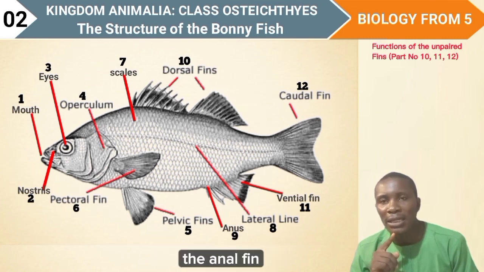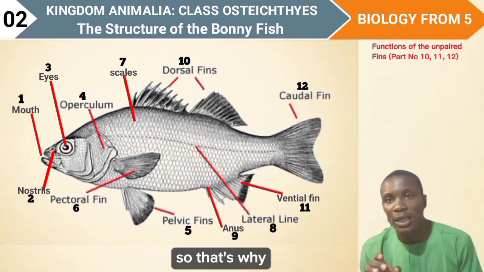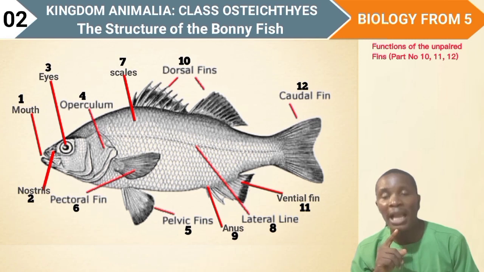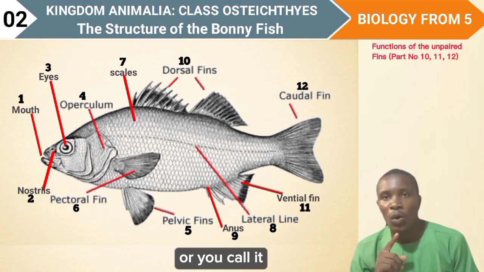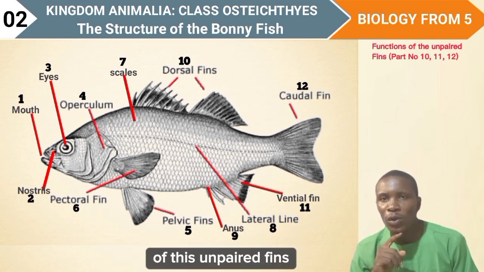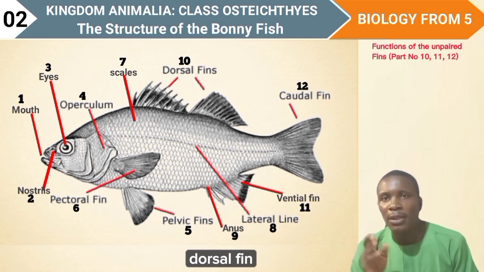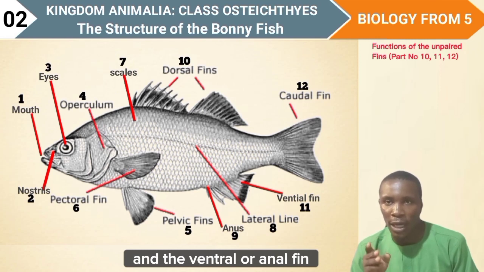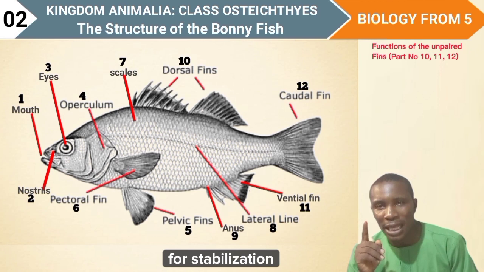Why do we call it the anal fin? Because it is just close to the anus. So that's why they call it the anal fin, or they call it the ventral fin. And part number 12 is the caudal fin, or you call it the tail fin. Now, what are the functions of these unpaired fins? What do I mean? The dorsal fin, the tail fin or caudal fin, and the ventral fin or anal fin. What are their functions? Number one, for stabilization.